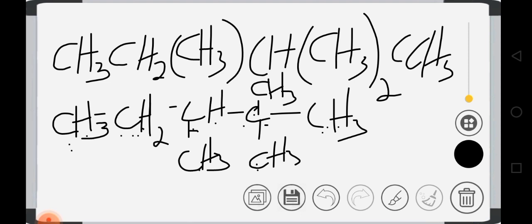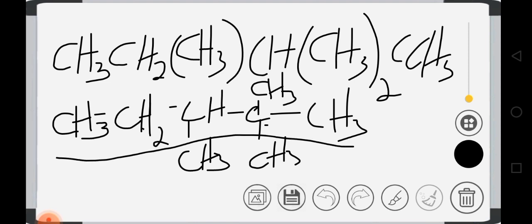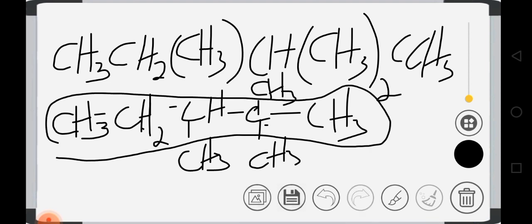I can observe 5 to be the longest chain. So I'm going to pick this one. I just pick this to become the parent chain. Each number, that's 5. I'll start numbering from here: 1, 2, 3, 4, 5.